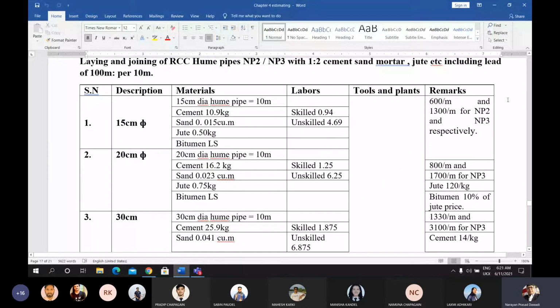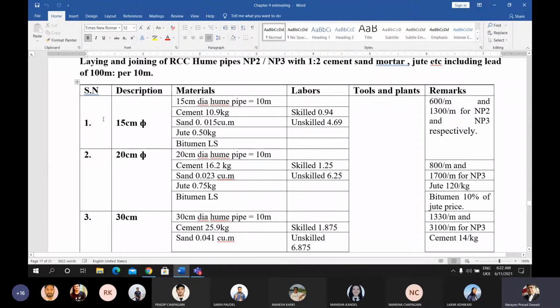Okay. You know the cost or rate of the pipe. You know the cost of the cement, because cement per bag is rupees 700. In a bag there is 50 kg of cement, and 1 kg cement will cost rupees 14. Okay. Sand per cubic meter is 3000. Jute per kg is 120 rupees, and bitumen can be used as a lump sum of the jute, that will be 20% of the jute price. Total amount can be given for the bitumen.